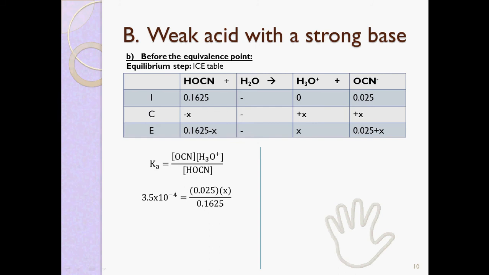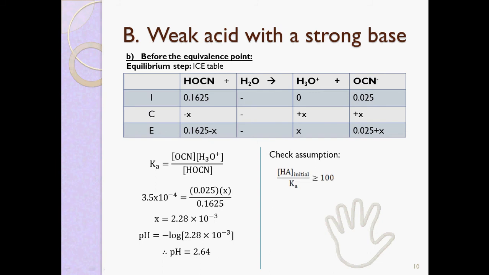We'll sub in our values. We find out that our hydronium ion concentration is 2.28 times 10 to the negative 3, and we want our pH, of course. So after we've added that 10 mL of base, our pH has changed, and it is now 2.64. And of course, let's always check our assumptions just to make sure they're valid, and our assumptions are. So this is before our equivalence point.